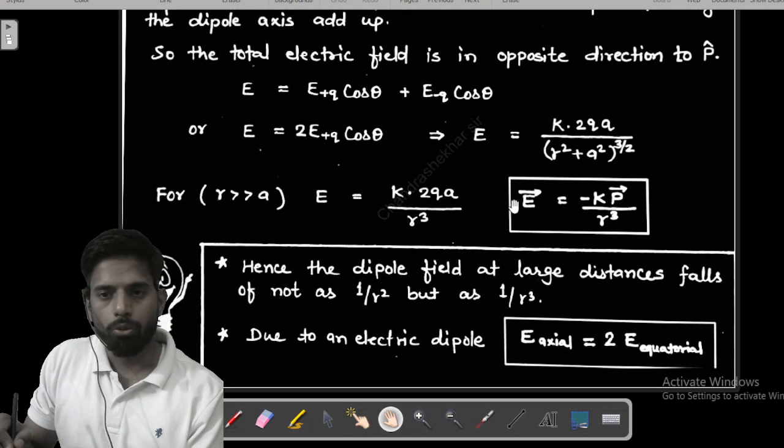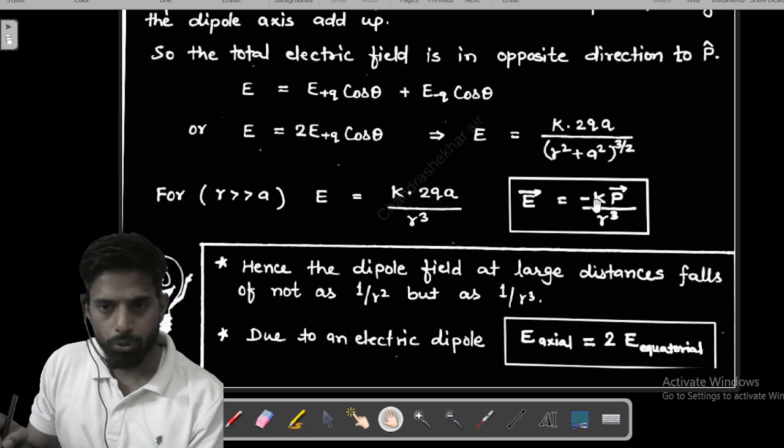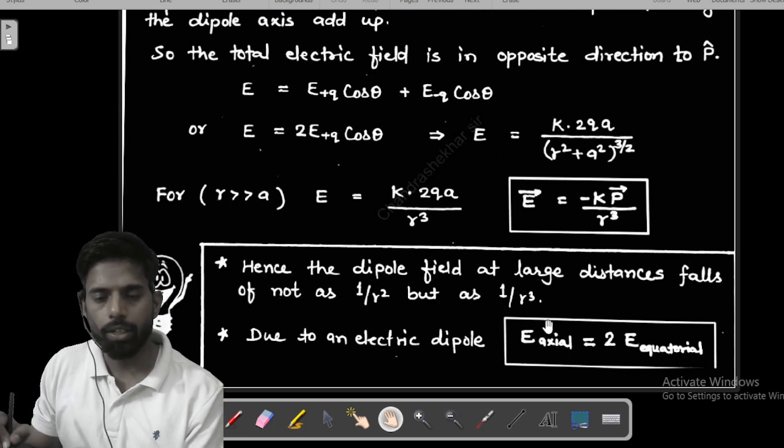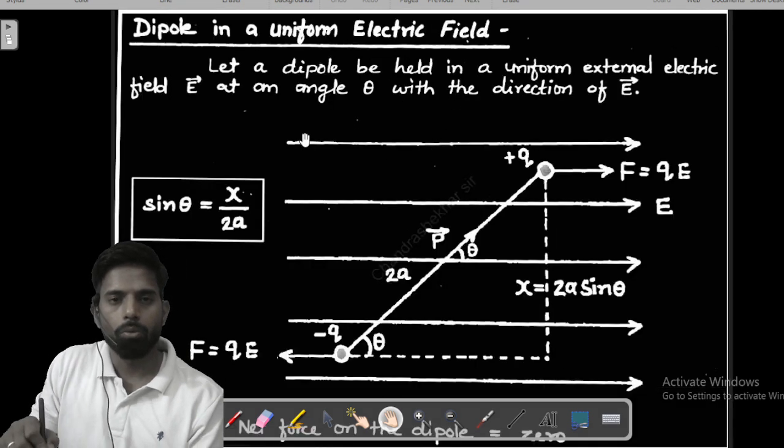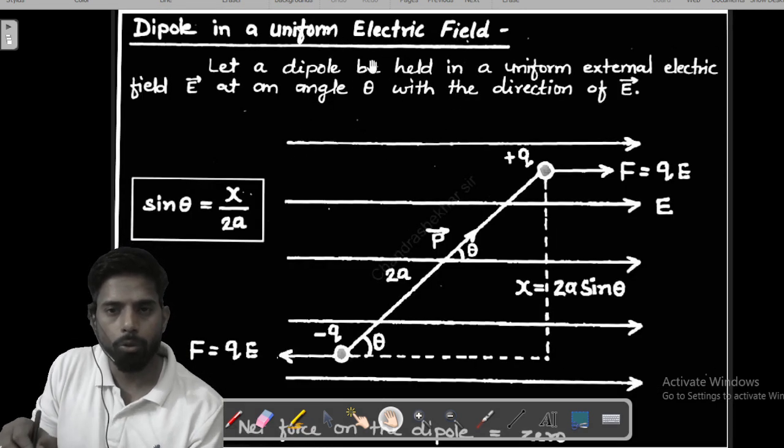Okay, so this is the formula for electric field at the equatorial point, and these are the relation between electric field at the axial point and electric field at the equatorial point. This is 2 times the equatorial point. You remember this formula. Now the third derivation is what is the torque experienced by a dipole in a uniform electric field.